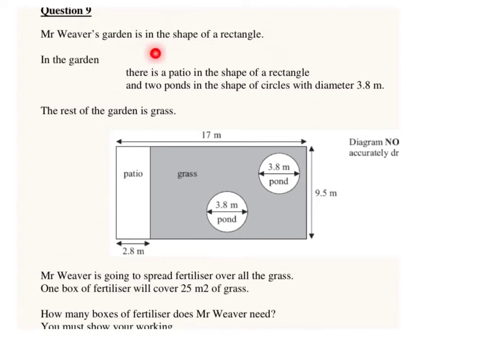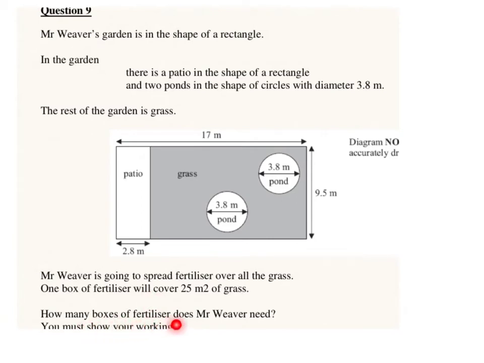Okay, Mr. Weaver's garden is in the shape of a rectangle. In the garden there's a patio in the shape of a rectangle, 2 ponds in the shape of circles. The rest of the garden is grass. You're going to spread fertiliser all over the grass, and only the grass of course. 1 box of fertiliser will cover 25 metres squared of grass.